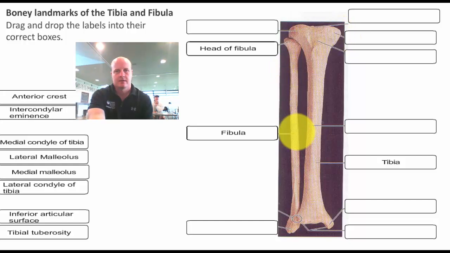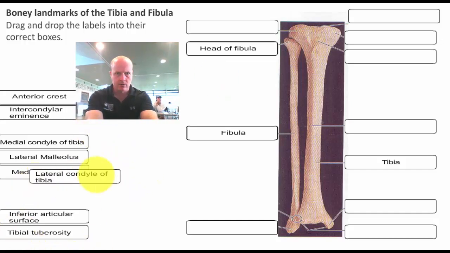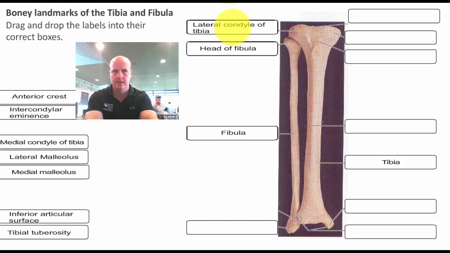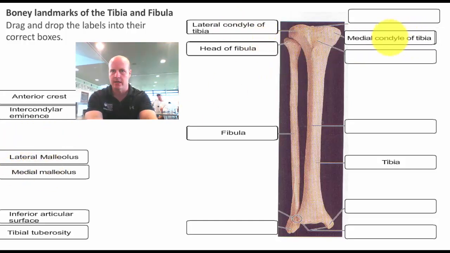Lateral is on the fibula side. So we found that. The lateral condyle of the tibia is beside the fibula, which means our medial condyle is on the other side.